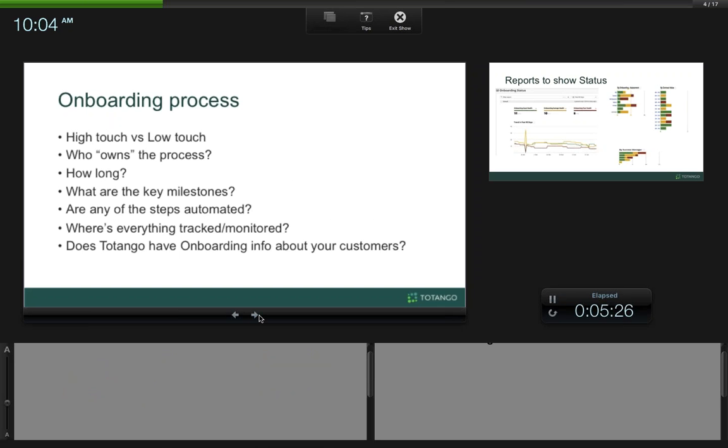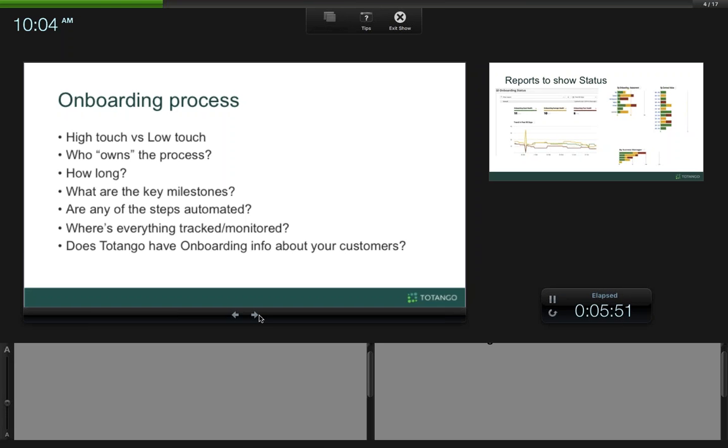So to start talking about the onboarding process, and this can be really specific to your particular business and your use case and how you're structured organizationally, but at the high level, what is that process like? Do you have a high-touch process? So is there an assigned resource with every onboarding customer? And do you have a low-touch process? And it could be both.